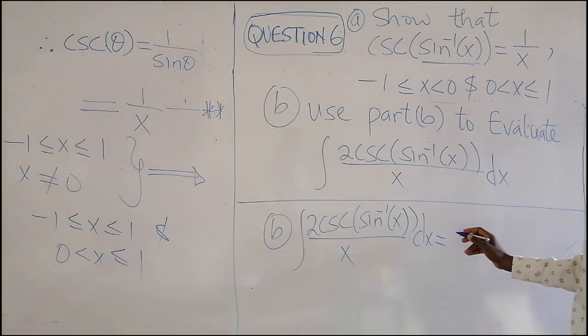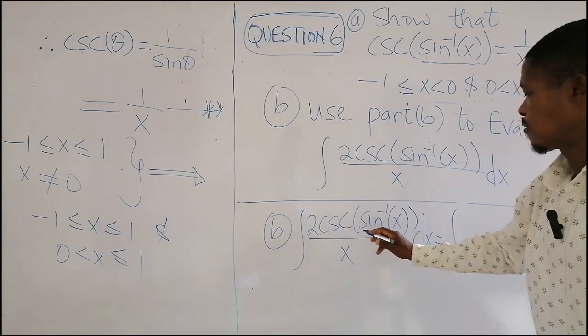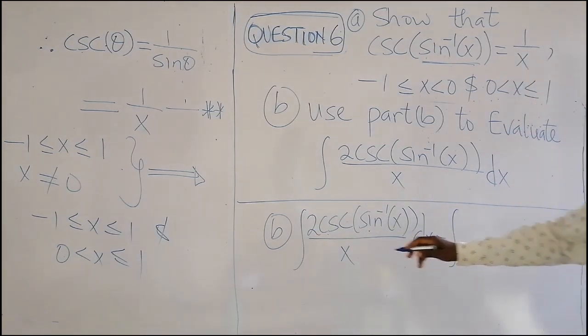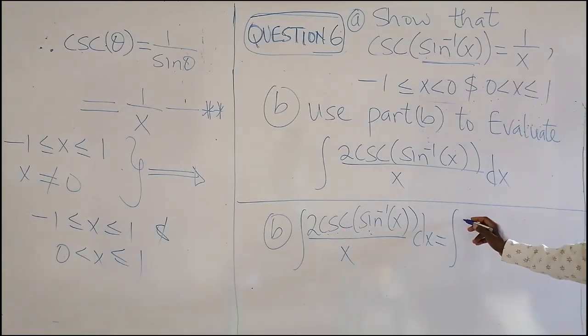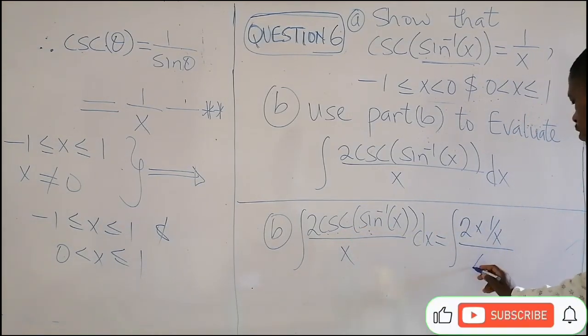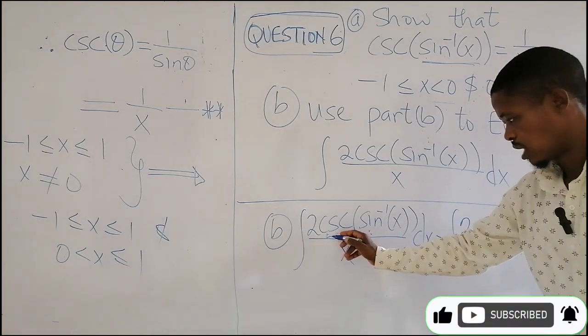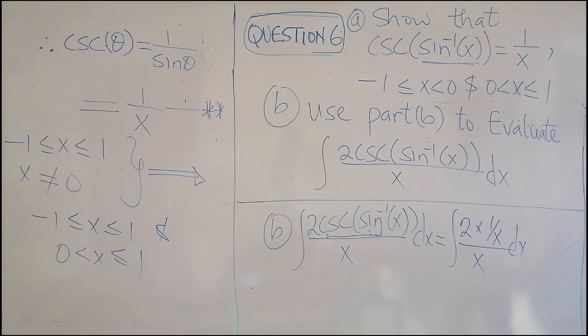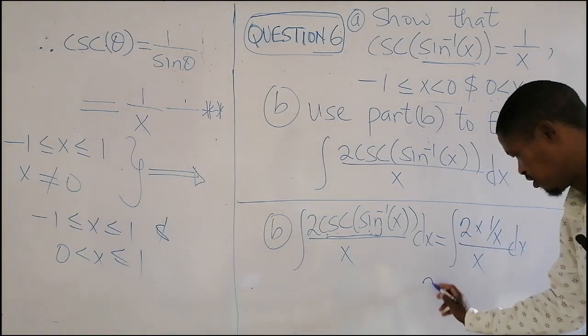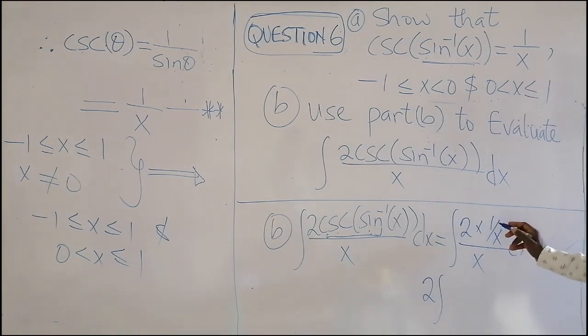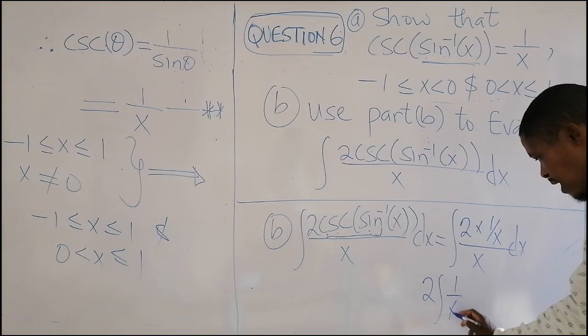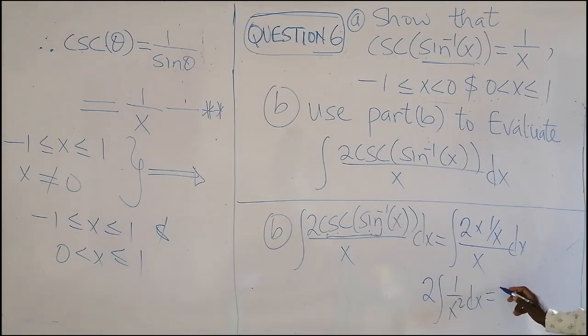So this will be equal to the integral. We've already gotten cosec of this function, so that will be 2 times 1 over x, over this, dx. And that's what we are told to show, and we have shown that. These two can go outside the integral, and this one will be 1 over x squared. So this is equal to 2 times the integral of x to the power minus 2 dx.